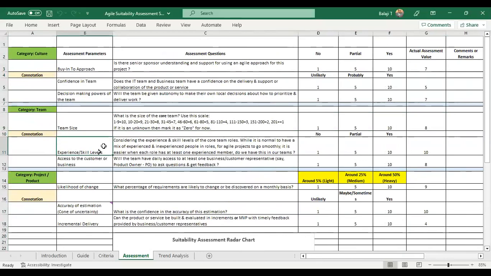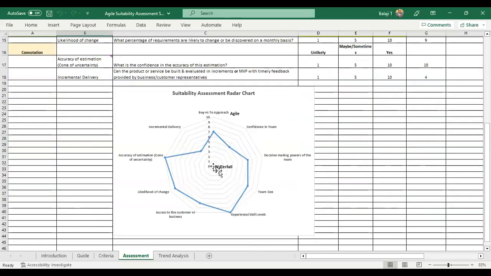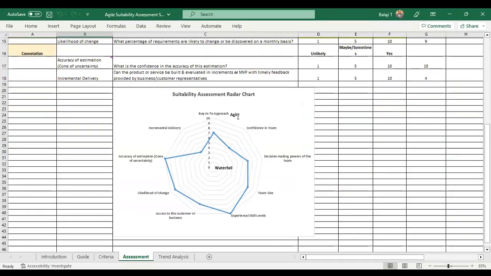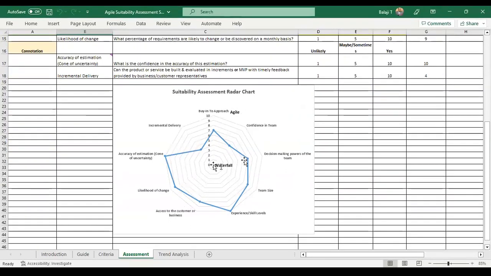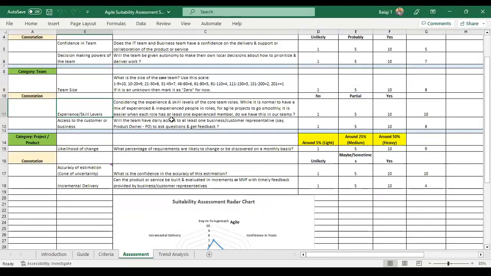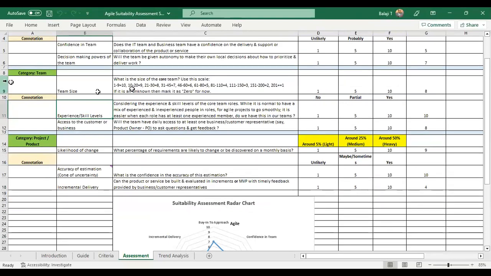So what I have done here is, because the chart is like this, the center is waterfall, and towards the vertex or the circumference it is agile. I have flipped the chart scale in such a manner that if it is 1 to 9, then you give a high value 10. So the smaller the size of the core team, probably the agile tendency is more. The higher the core team, it's more suitable for a plan-driven approach. From that perspective, I have flipped the scale only here.